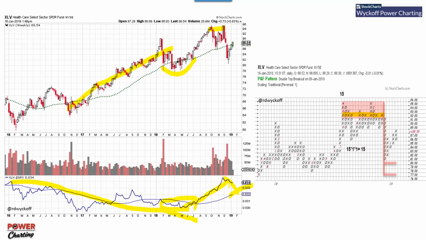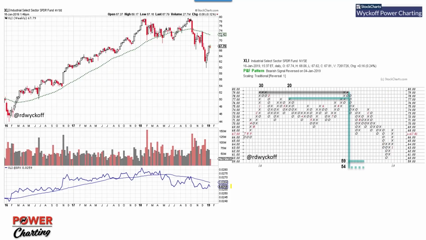We want to be opportunistic in finding the right time and the right leadership stocks to identify and participate in. But healthcare looks like leadership. The industrial sector is really interesting because it was important leadership since 2016. Beautiful uptrend throughout, climactic surge right at the end, as we would expect.